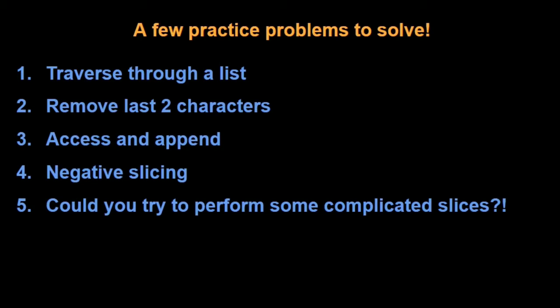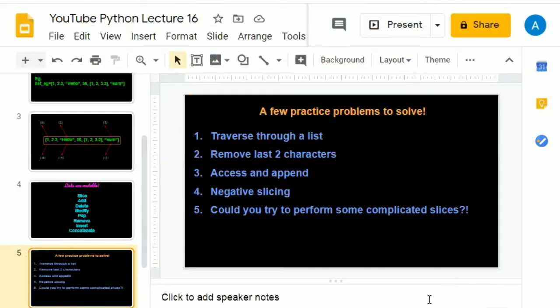So we have traversing through a list. We'll use the for loop and traverse through a list. Then we want to remove the last 2 characters. Next we have accessing and appending. We'll see what that means. It's pretty simple, nothing complicated at all. And we again have a simple negative slicing example, just to make y'all familiar with exactly how to access elements and give you thorough knowledge about it. So traversing, removing, appending, and negative slicing. Let's move ahead.